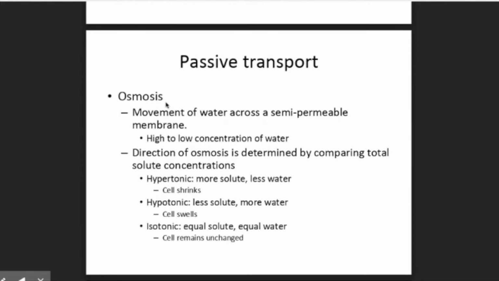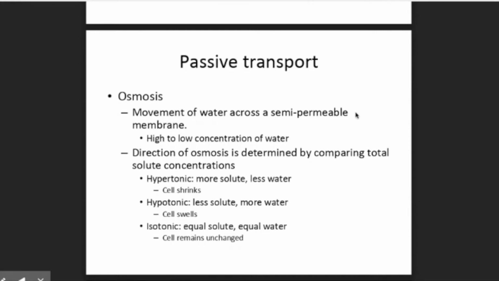And because osmosis is a type of passive transport, that means that it is not going to use energy. Because osmosis does not use energy, that means it is going to flow from an area of high concentration to an area of low concentration of water. Now, before we get to this area down here, I want to talk about a couple of terms.